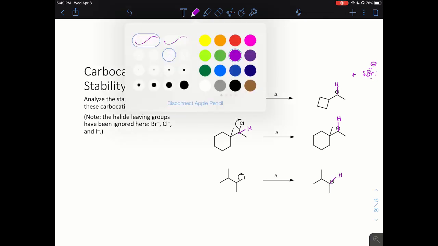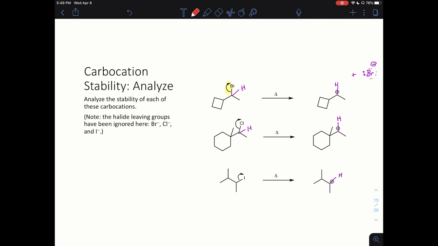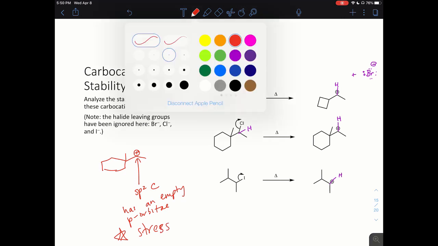These are sp2 carbons. Let's just draw one of these. I'm going to draw this one over here. I want to point out that this is an sp2 carbon, and it has an empty p orbital. We've talked about that. I showed you how it's stabilized by hyperconjugation. The electron poor nature of that carbon is a big stress on these molecules.